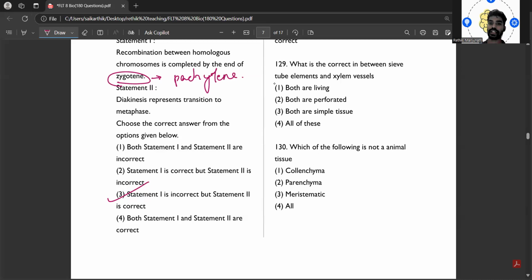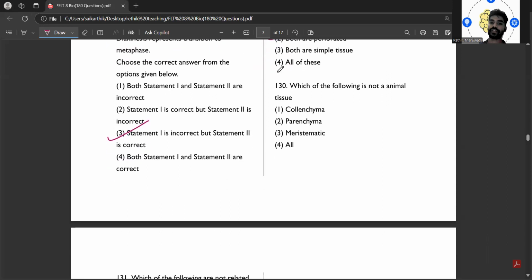So next is 129. What is correct in between sieve tube elements and the xylem vessels? That is the question. Both are perforated. So that is the answer: sieve tube elements and xylem vessels both are perforated.